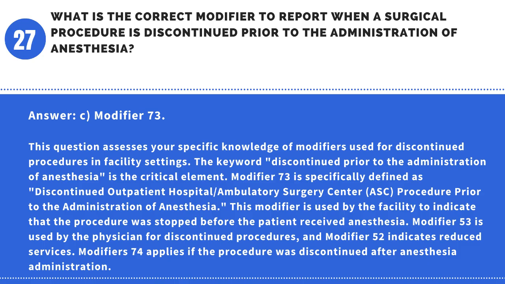The keyword, discontinued prior to the administration of anesthesia, is the critical element. Modifier 73 is specifically defined as discontinued outpatient hospital/ambulatory surgery center, ASC, procedure prior to the administration of anesthesia. This modifier is used by the facility to indicate that the procedure was stopped before the patient received anesthesia. Modifier 53 is used by the physician for discontinued procedures, and modifier 52 indicates reduced services. Modifier 74 applies if the procedure was discontinued after anesthesia administration.